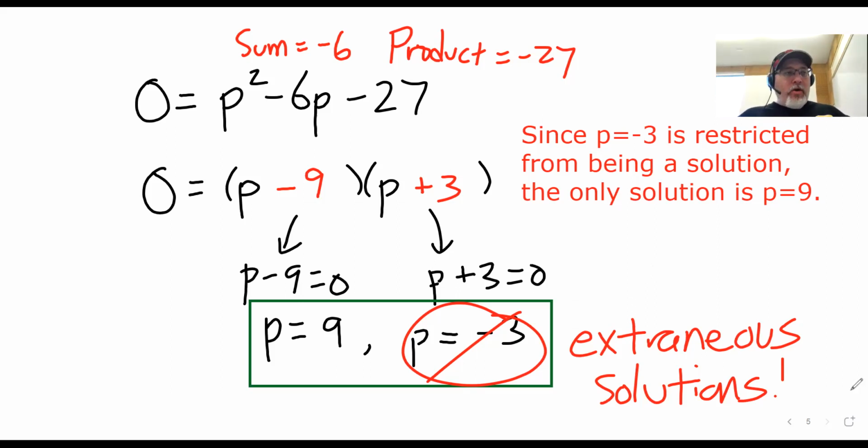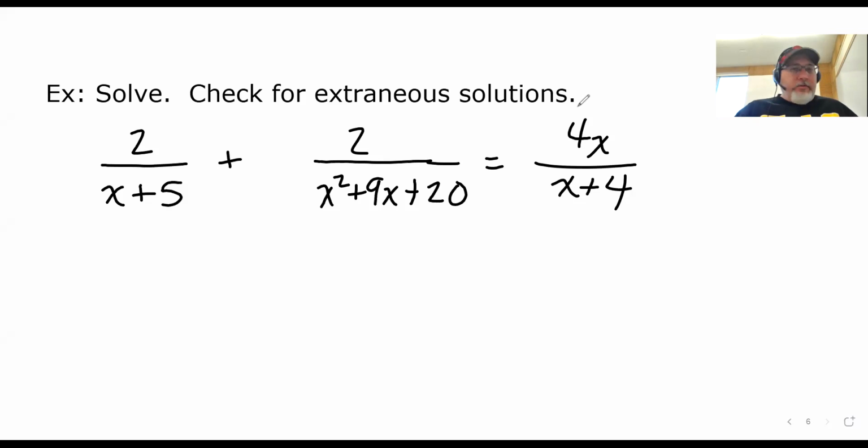We're going to take a look at one more because I really don't think a bunch of these is going to make them any clearer. And then we're going to turn it into an algorithm, step 1, step 2, step 3. Solve. Check for extraneous solutions. 2 over x plus 5 plus 2 over x squared plus 9x plus 20 equals 4x over x plus 4. Looks intimidating, I know. But at the beginning, there are 2 things we need to do. First, we need to factor any denominator we can. Second, we need to determine any restrictions.